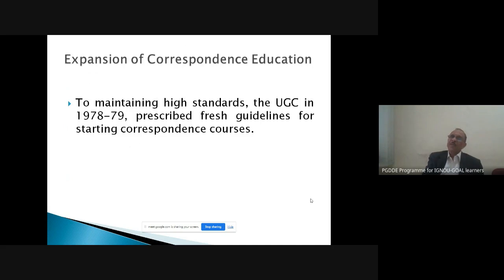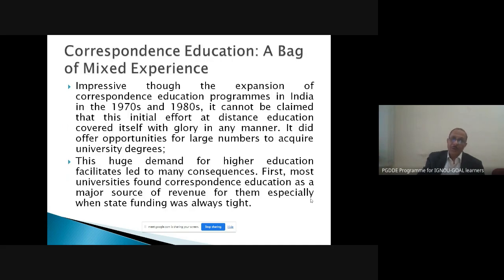And then, based on that review, they issued fresh guidelines for starting the new correspondence institutions and programs, on what the quality should be. So that's how, from the experience of the 15 years, they reviewed it and came out with good guidelines to provide quality. Correspondence education, a bag of mixed experience. This I've already told you.